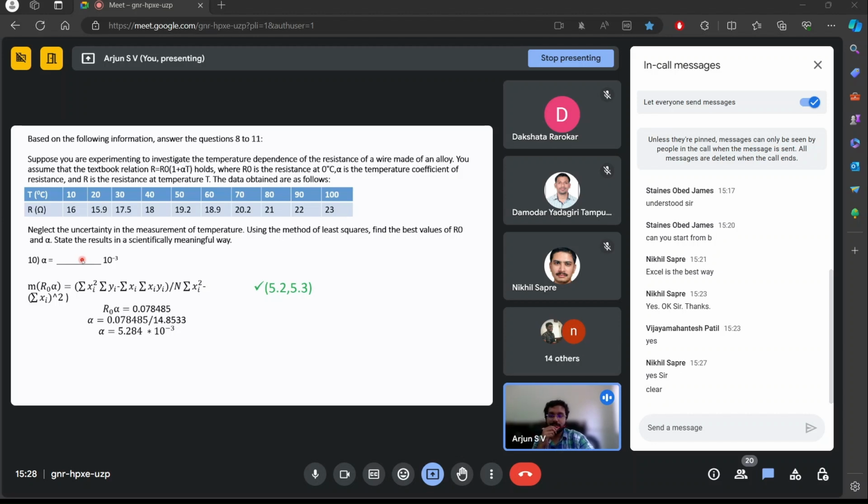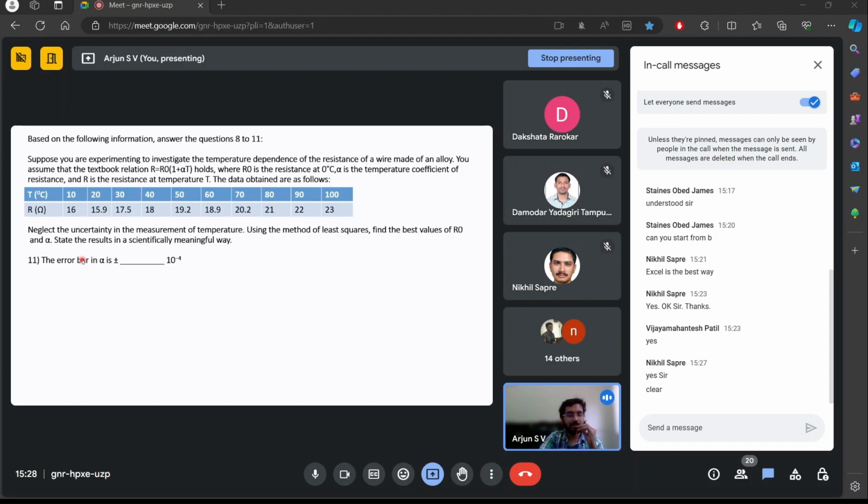And the last question in this question set might be the most tricky question. The error bar in alpha is plus or minus, they are asking in the range of 10 power minus 4. So similar to how we calculate SB, the standard error in B, you can also calculate the standard error in M. So the first 2 steps will be similar, and then standard error in M has a similar formula to standard error in B. So you just plug all the values, and instead of the numerator you will have N, and if you plug that you will get standard error in M as 0.004338.